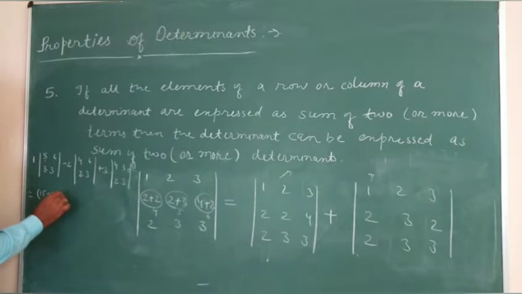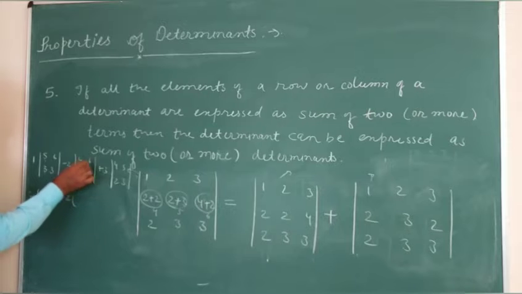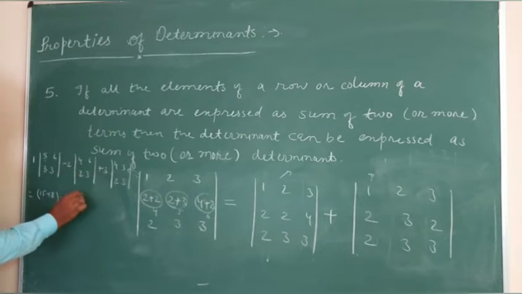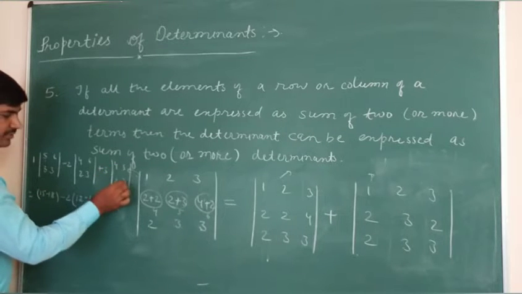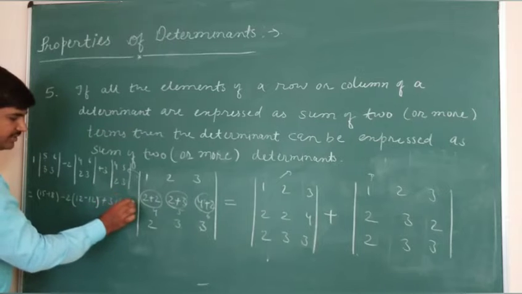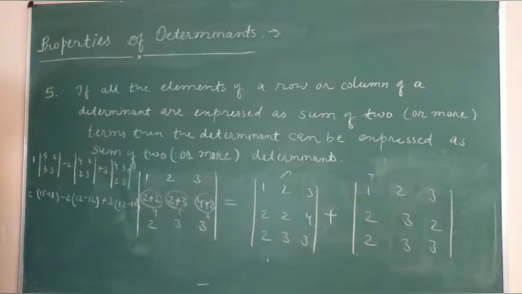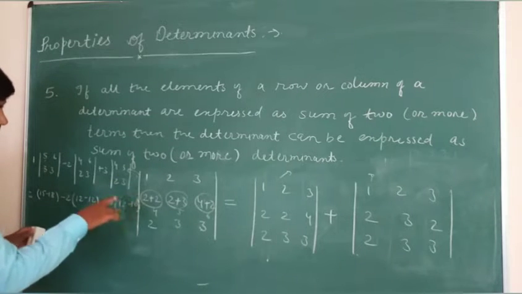and then minus 2 times, 4 times 3 is 12 and 6 times 2 is 12, so 12 minus 12, that will be equal to 0. And then plus 3 times 12 minus 10.